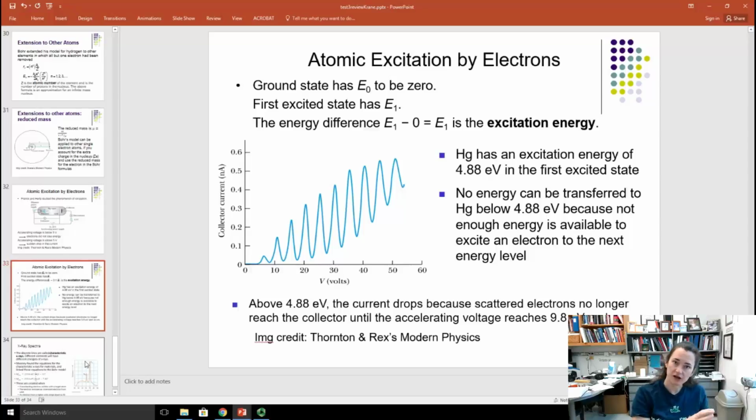But then, if you dial the kinetic energy of the electrons up more to say 10 eV or so, well then it can go through 2 inelastic collisions and get rid of almost all of its energy, and you'll see another dip, and so on and so forth. Okay?